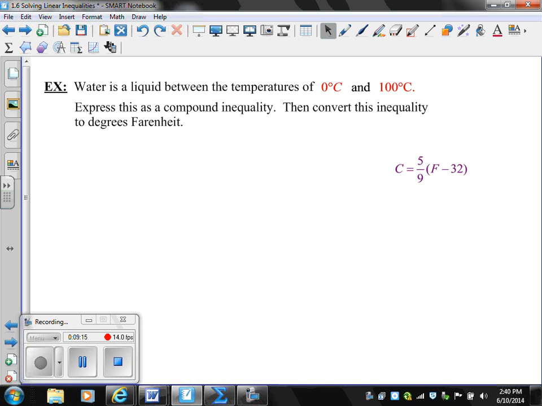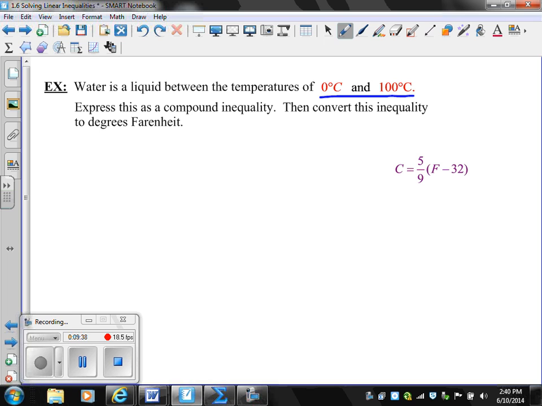This is not something you need to memorize, so that's why I'm sharing it with you today. Okay, so the first part of this, I know my temperature in Celsius is between 0 and 100. So this is actually pretty easy to write up. I know C, my degrees in Celsius, is between 0 and 100. So I'm going to write it like this.